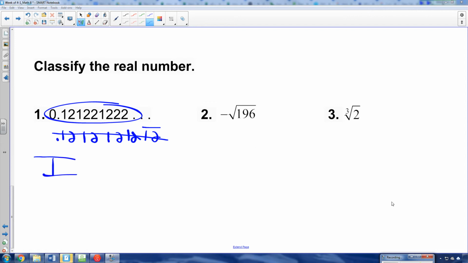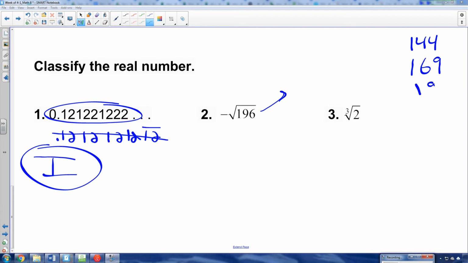Look at this number, 196. Well, we know that 144 is on the list, and what's after 144? 169, and then what? Anybody know after that? Yes. So 196 can be square rooted to get you just straight up negative 14. Because of that, it's a rational number.